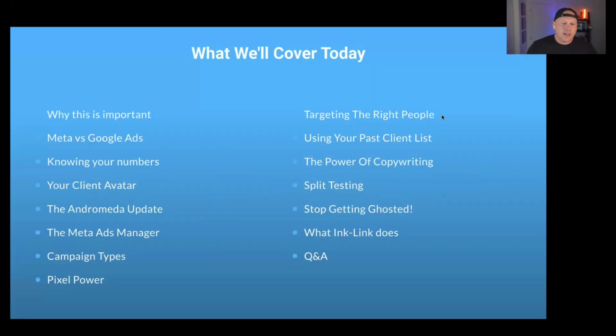So what we'll cover today, one, why this stuff is important, Meta versus Google ads. We do a lot with Google advertising too. It is two very different audiences though, so it really depends the kind of clients and what you're looking for. Knowing your numbers, this is super important if you want to know if your ads are working or they are not working, or if you're even profitable. Your client avatar, the Andromeda update, which is what I was just talking about, where Meta has started using a lot more AI when it comes to targeting, which does not help tattoo shops. Hopefully in the future it will, but at this point, it does not work super well.